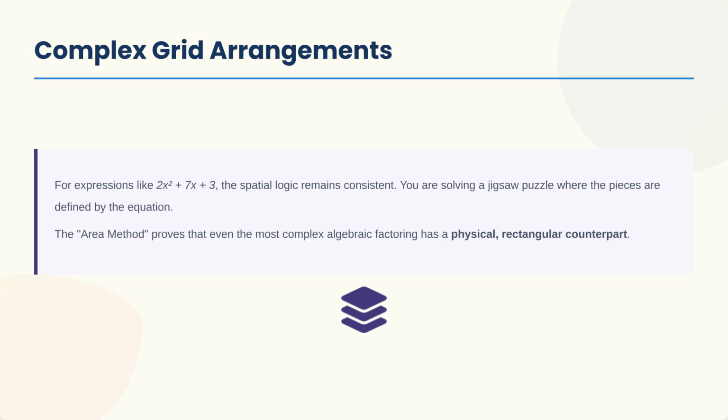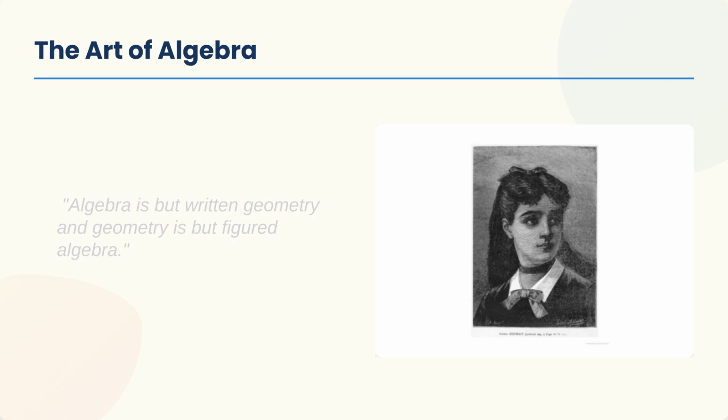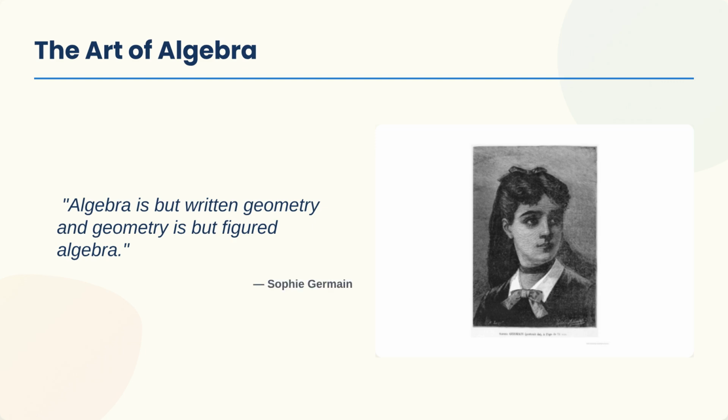You are solving a jigsaw puzzle where the pieces are strictly defined by the equation, proving that algebraic factoring has a physical counterpart. As Sophie Germain once said, algebra is but written geometry, and geometry is but figured algebra. This visual method honors that deep connection.